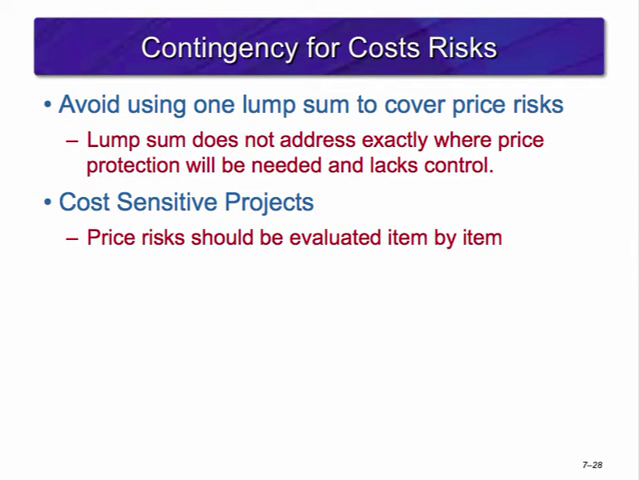Projects with a long duration need some type of contingency plan for price changes, which are usually upward. Avoid the trap of using one lump sum to cover price risks. An example of this is inflation. If inflation has been increasing by 3%, some managers add 3% for all the resources used in the project. However, this does not address exactly where price protection is needed and fails to provide for tracking and control.